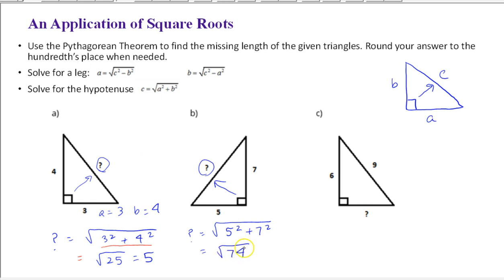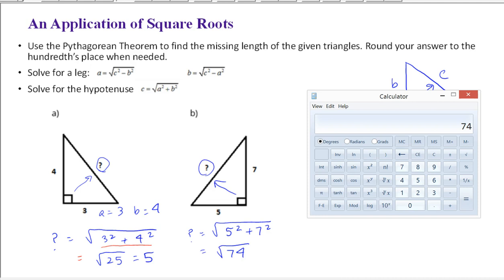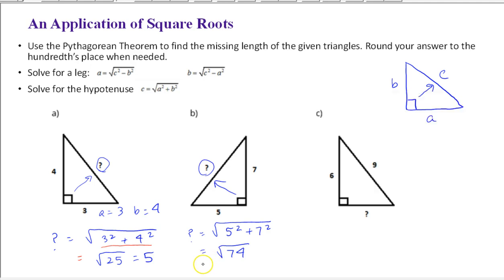Now 74 is not a perfect square, so our result is going to be an irrational number. To approximate it to the nearest hundredth, I'm going to click this button, and to 2 decimal places it's 8.60. The next digit is a 2, so I'm not going to round up. So I'm going to put approximately equal to 8.60. I like to put the 0 there because that lets me know that I did round to 2 decimal places, even though 8.6 is equivalent.